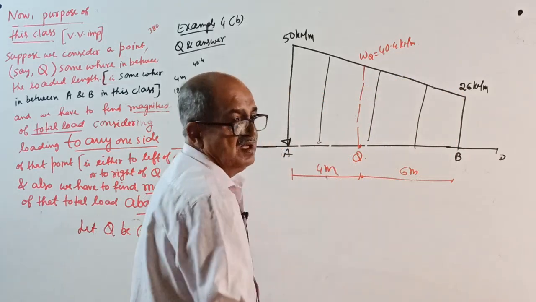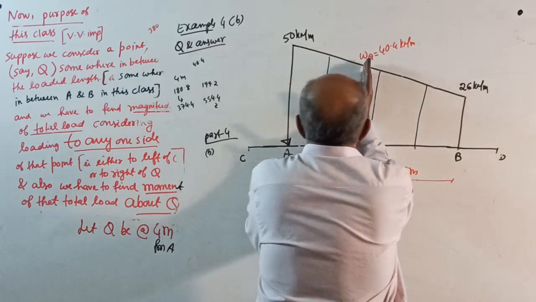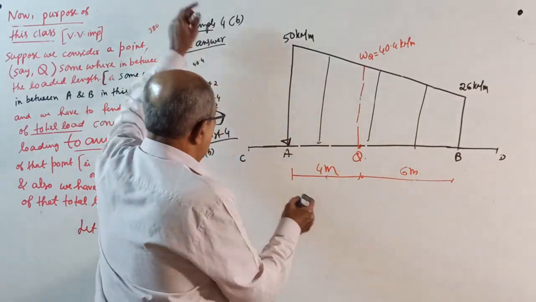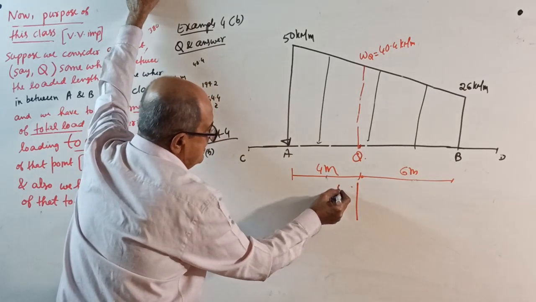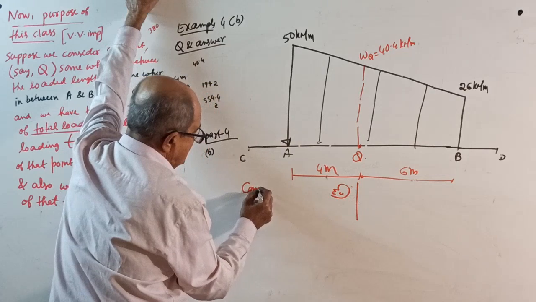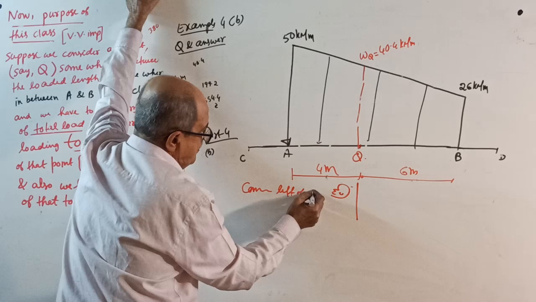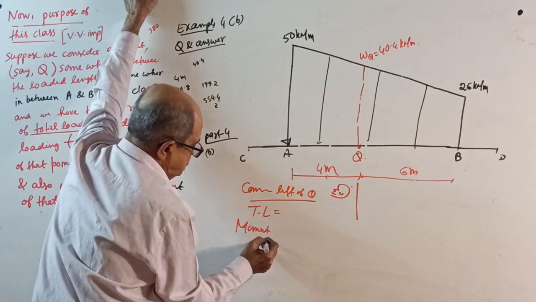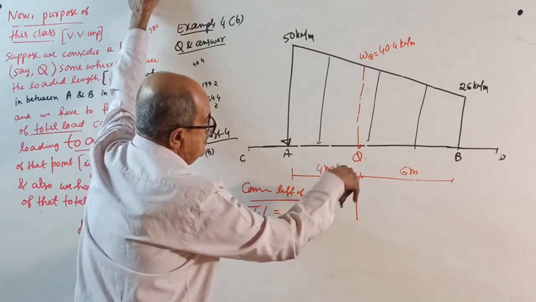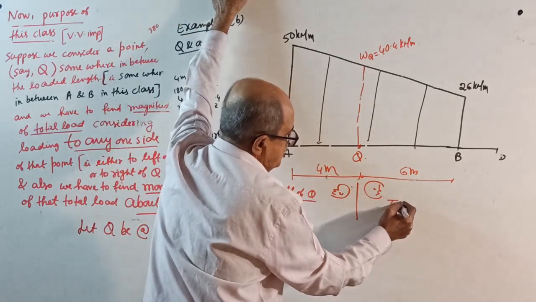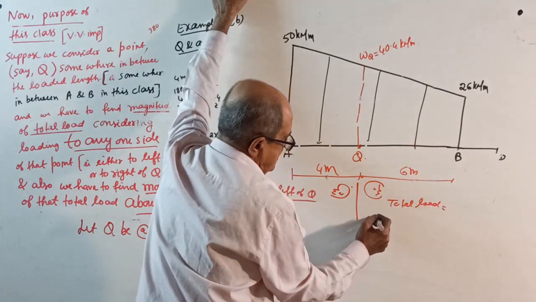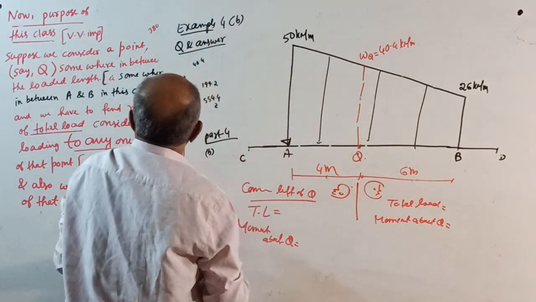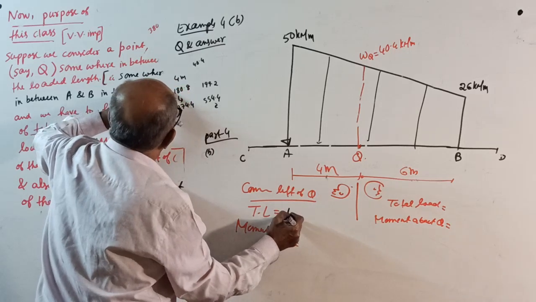Okay. Now, direct answer. If you look at the left side trapezium, just now I explained. If I look at the right side trapezium, just now I explained. So, answer: considering the left side of Q, we want total load and moment about Q. Or considering the right side, we want total load and moment about Q.